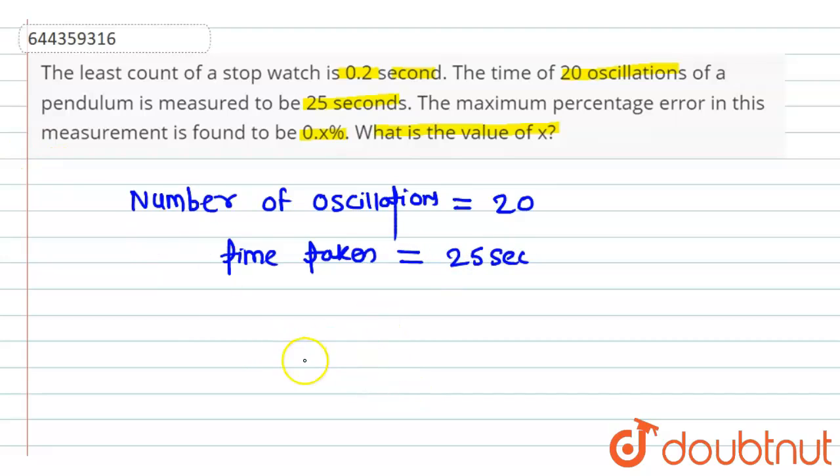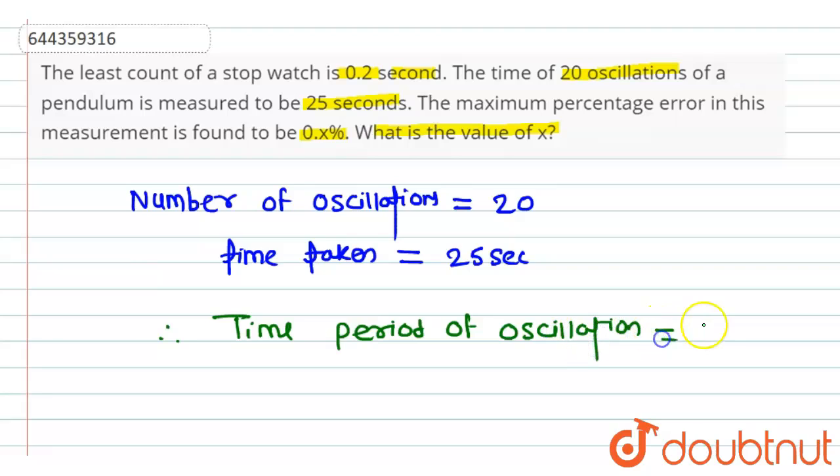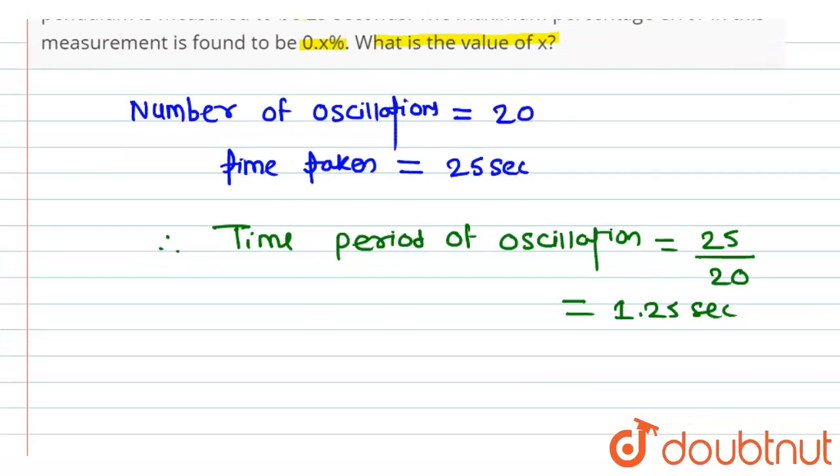So here the value of time period of oscillation will be equal to the time taken by the oscillations, 25, divided by 20, which will be equal to 1.25 seconds. So this is the value of time period of oscillation.